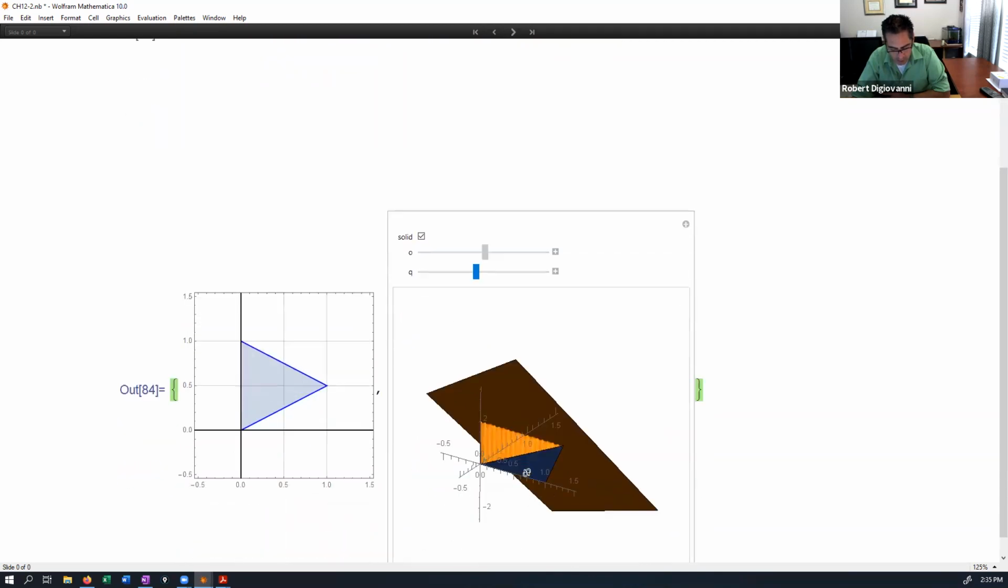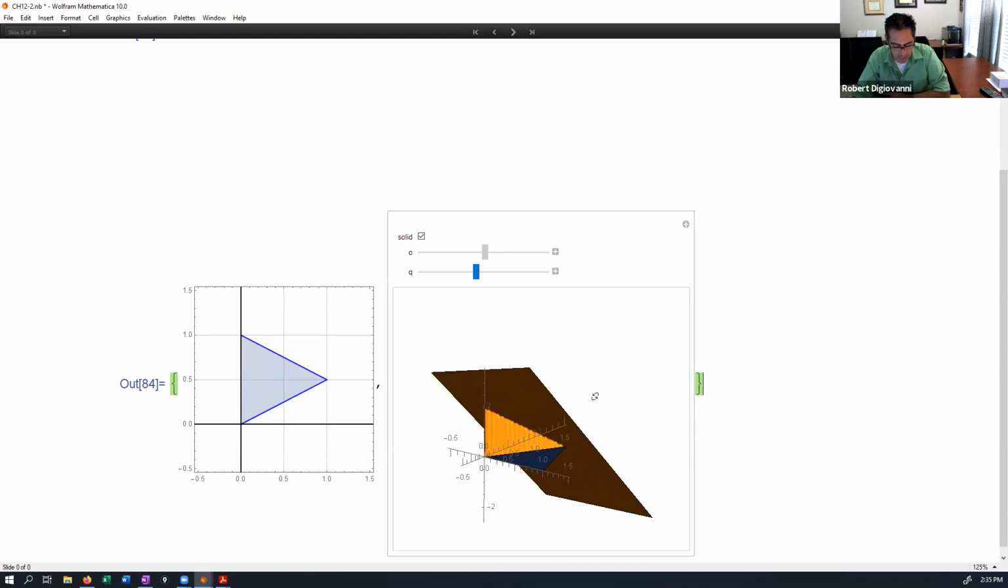You can see it, yeah. That's from the bottom. You can see the line. Oh, okay.